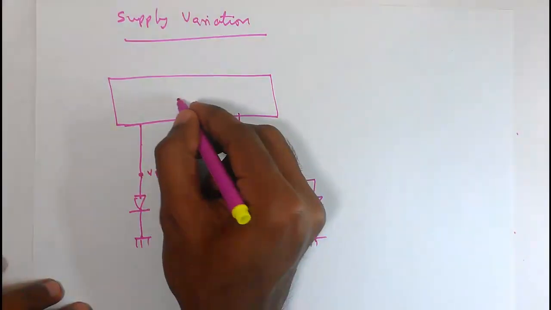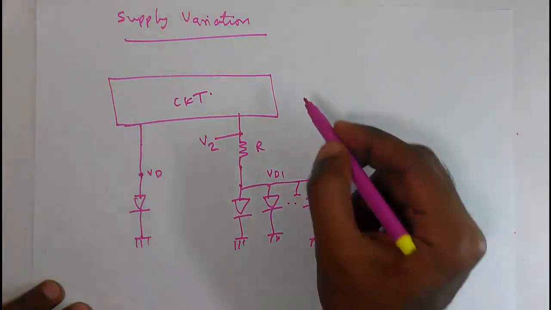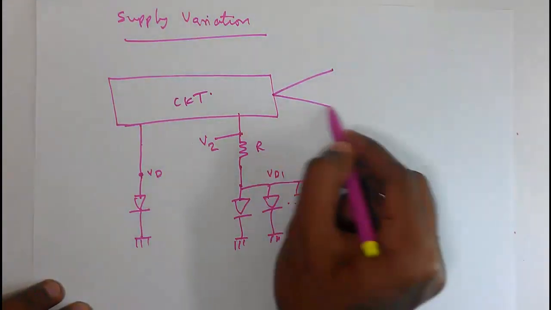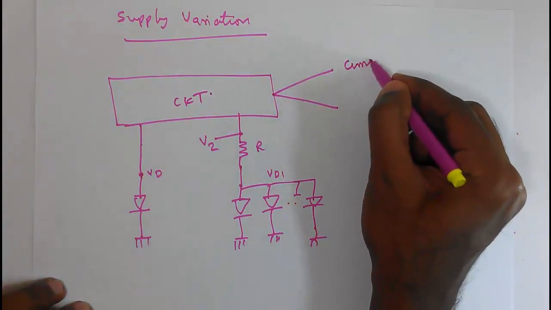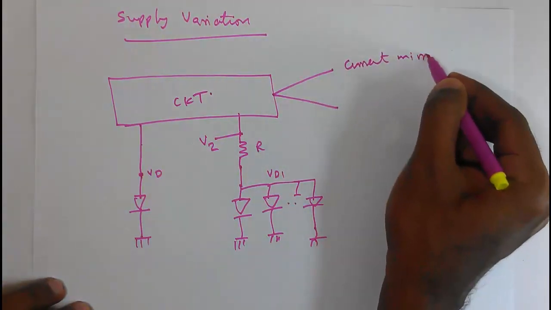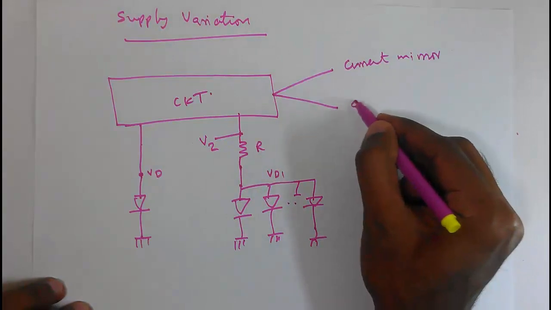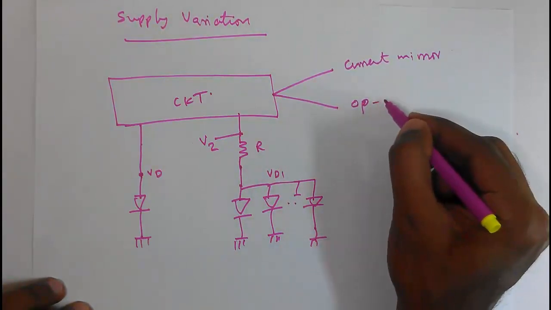So this circuit is very important. This circuit what we are using here, we said it can be of two types. One is of current mirror type. The second thing is circuit using op-amp.